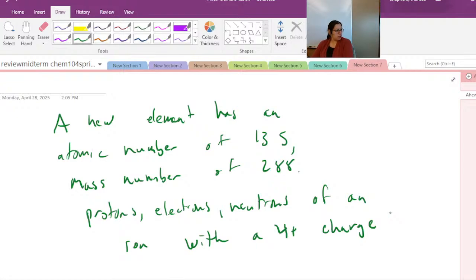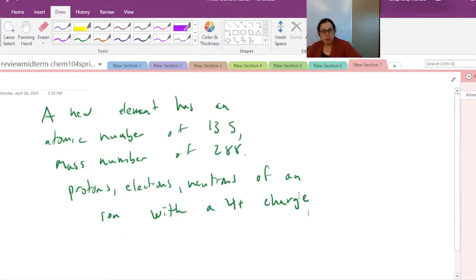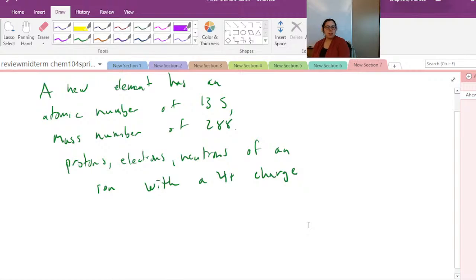All right, chat has answers. Let's see what y'all got and compare. So what do we get for the number of protons? 135, so chat agrees. That has to be our atomic number.